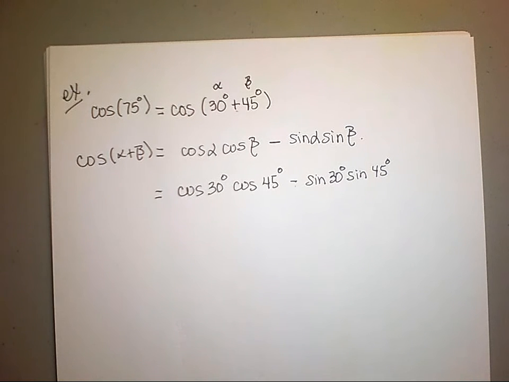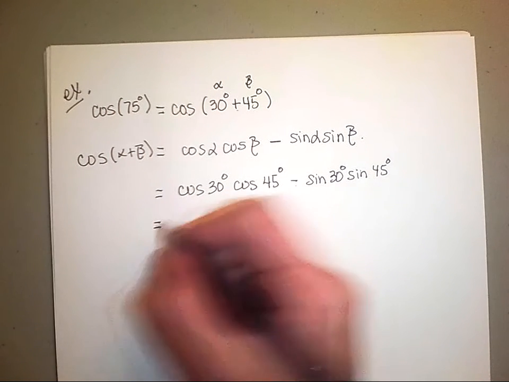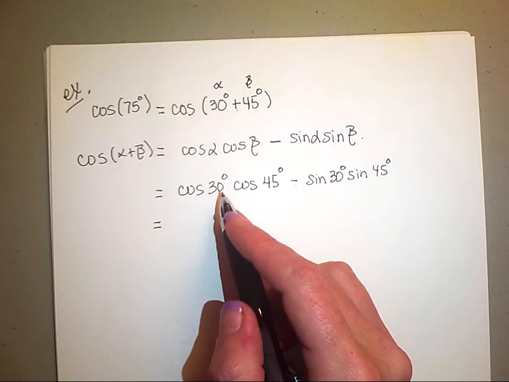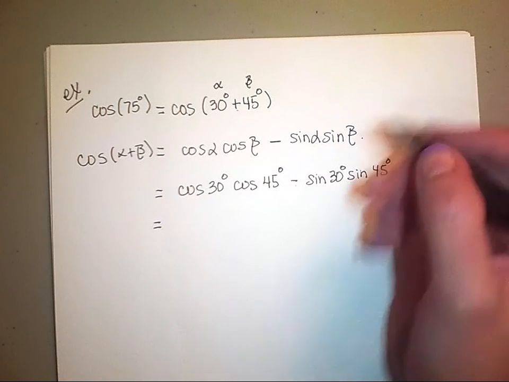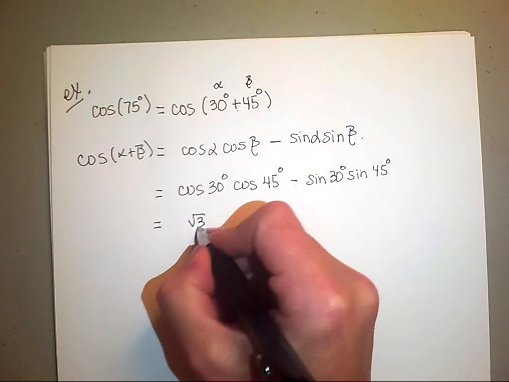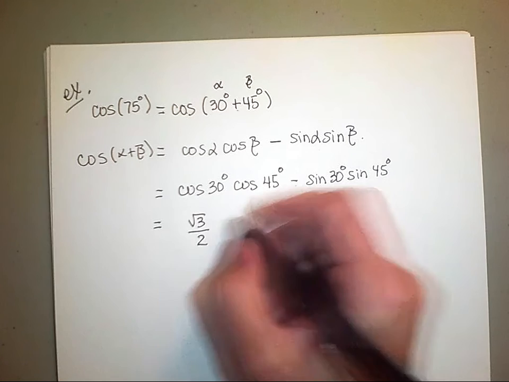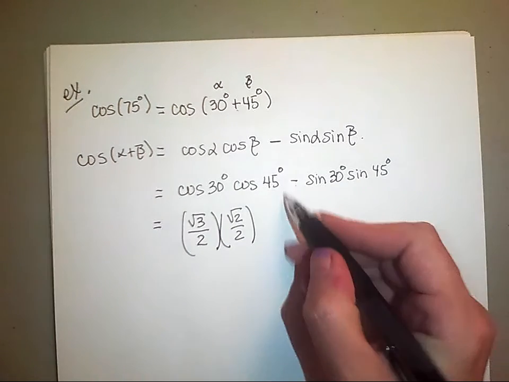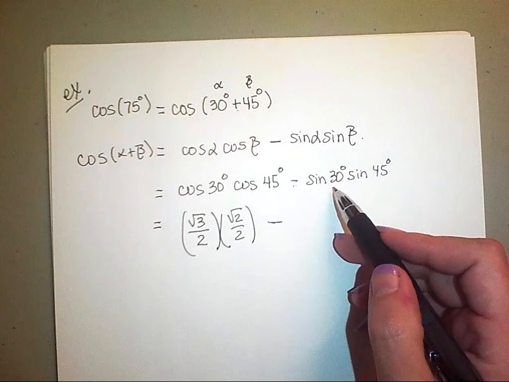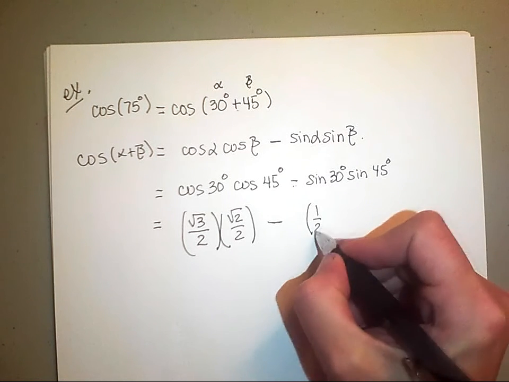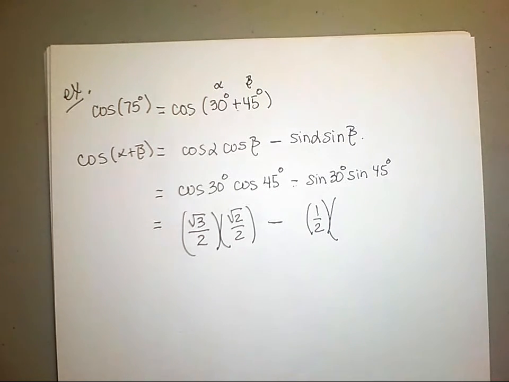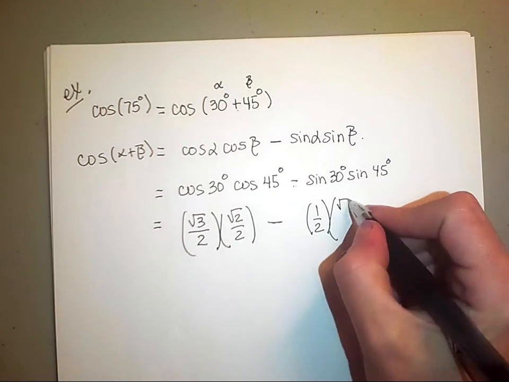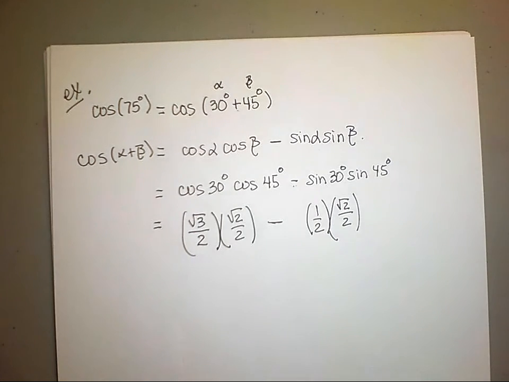So now these are known to us, and so we can find them. Well, the cosine of 30 degrees is square root of 3 over 2, and the cosine of 45 degrees is root 2 over 2. Then we'll subtract from the formula. The sine of 30 degrees is 1/2, and the sine of 45 degrees is also root 2 over 2.